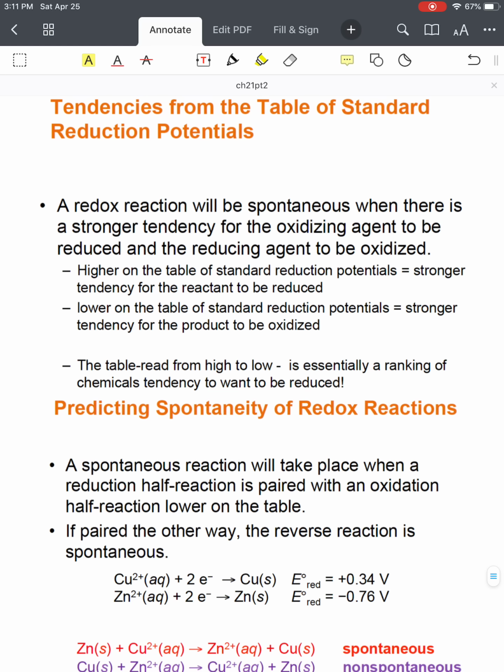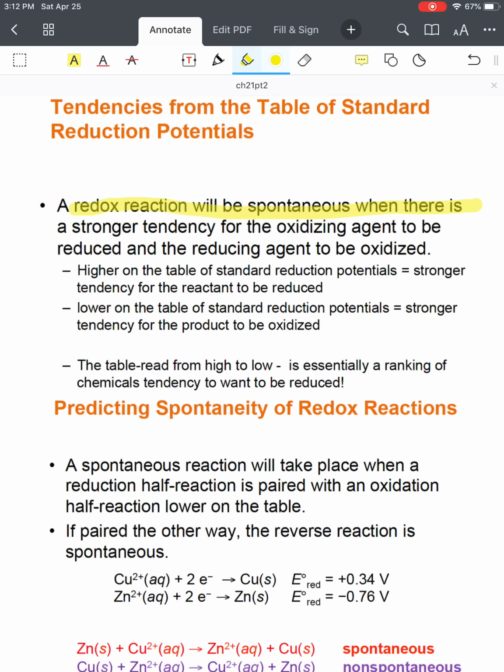So what else can we get from this table of standard reduction potentials? What else can we understand about chemistry, okay? Well, I've kind of been alluding to this, I guess. Maybe I haven't said it in such specific words, but a redox reaction will be spontaneous when there's a stronger tendency for the oxidizing agent to be reduced and the reducing agent to be oxidized. Basically, some things want to give up electrons and become positive ions, like sodium, elemental sodium, for instance, loves to give up electrons, becomes Na+1. Other things like to accept those electrons and to be reduced, and that's just their natural native tendencies, okay?